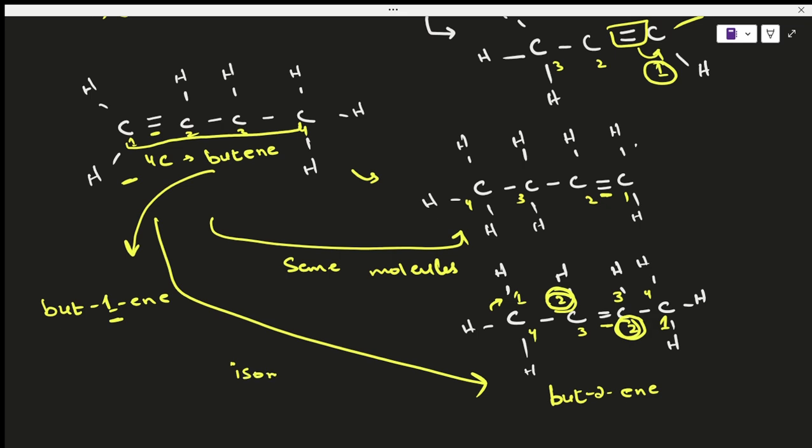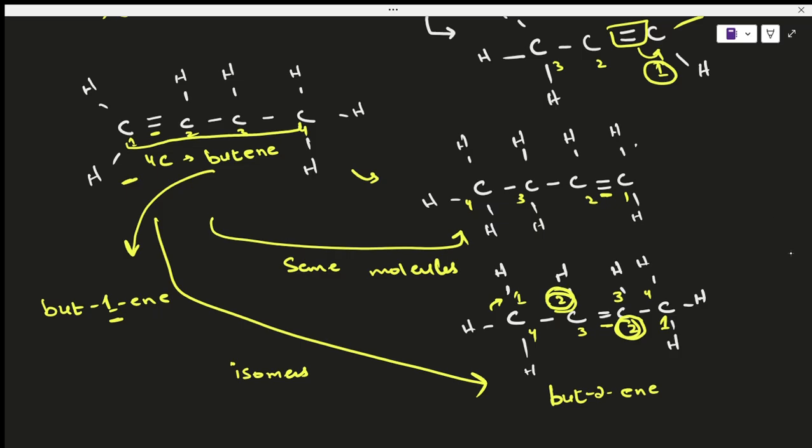And these two are isomers of each other. Okay, we're going to get into isomers in a while, but this is just for the concept. I hope this thing with but-1-ene and but-2-ene is clear. Because the double bond was on the second carbon, we call this but-2-ene.